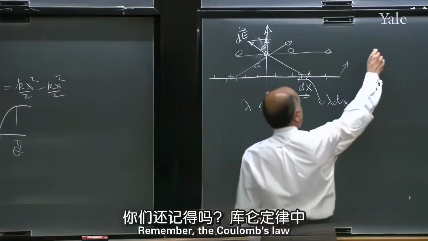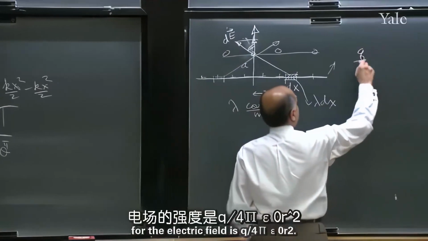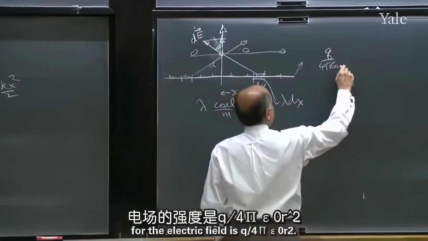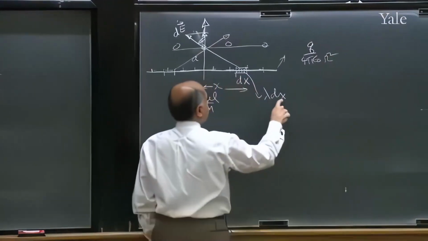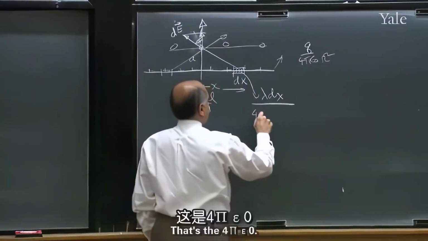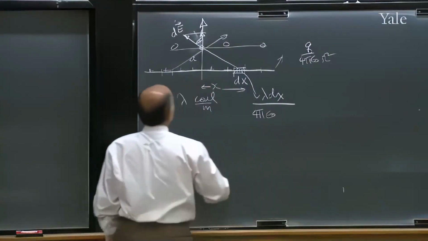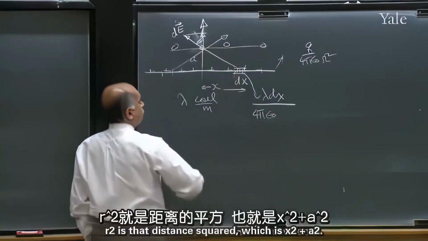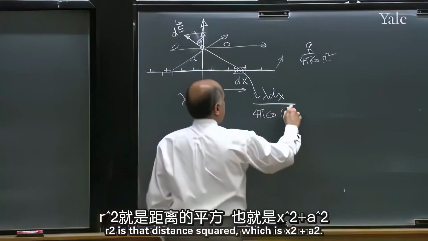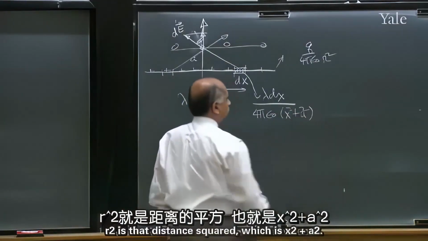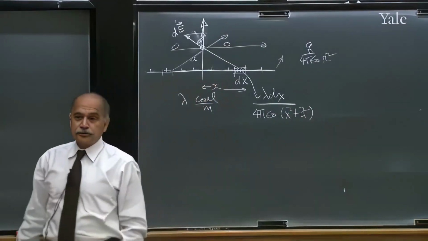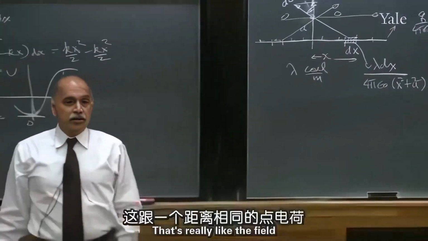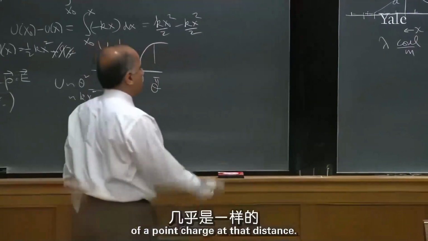Remember the Coulomb's law for the electric field is Q over 4 pi epsilon 0 r squared. So this is the Q. That's a 4 pi epsilon 0. R squared is that distance squared, which is x squared plus a squared. That's really like the field of a point charge at that distance.